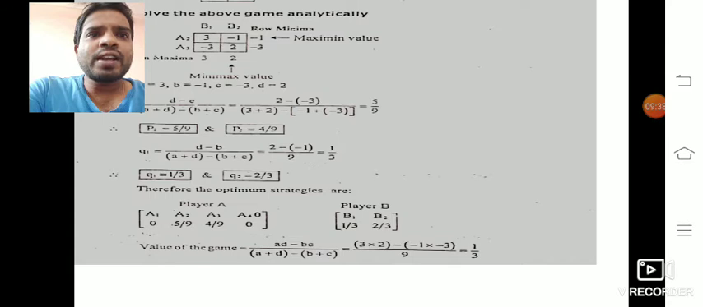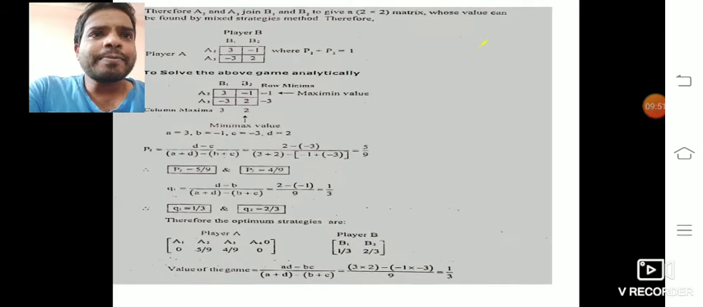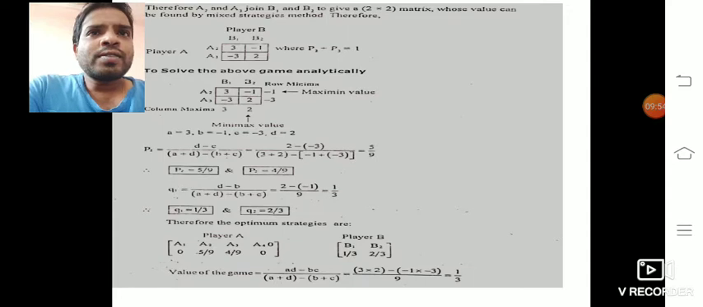Okay, next apply the value of the game formula, AD minus BC divided by A plus D minus B plus C, and we are getting 1 by 3. After simplifying, we are getting the same value, the value of the game 0.33. Okay, this is the first problem.